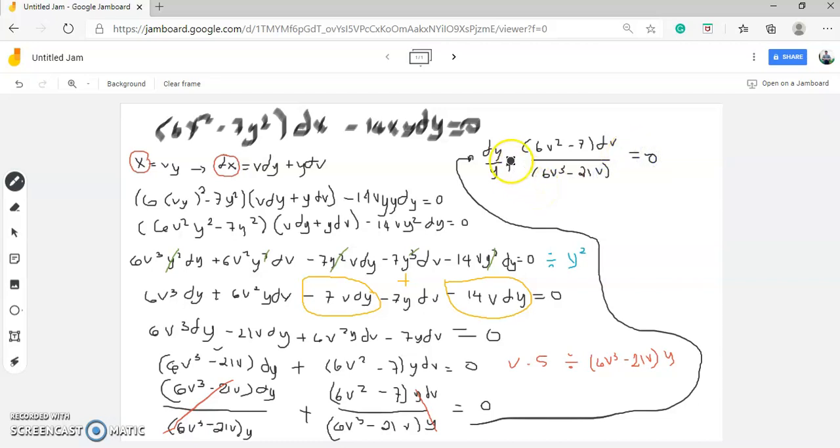Now, in this part, we can now integrate. So, v squared, v cubed, 7, 21. After this, let me clear the frame because we don't have any more space.